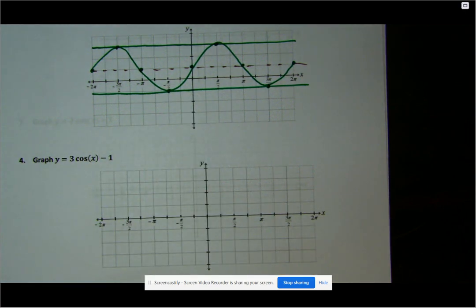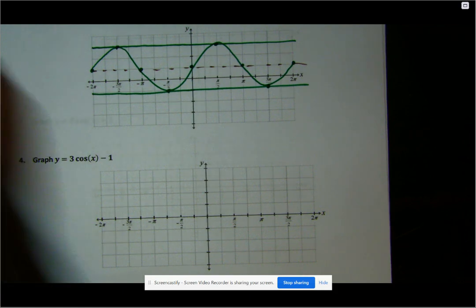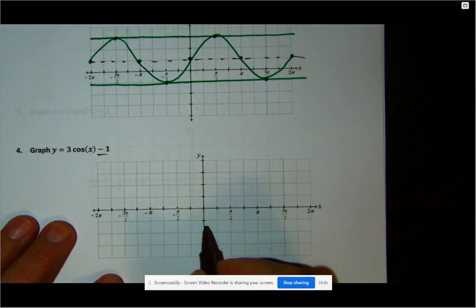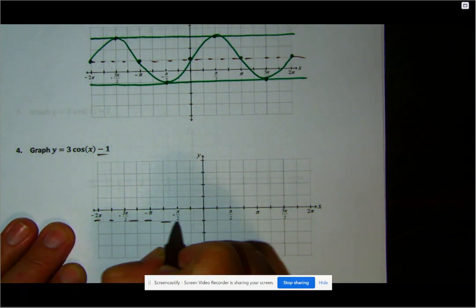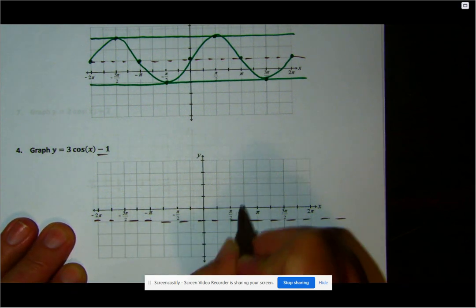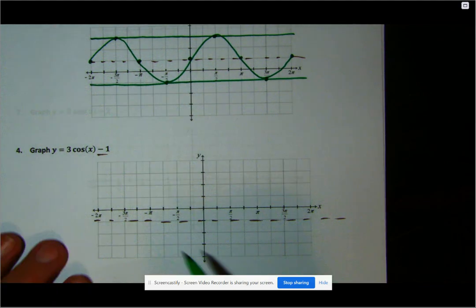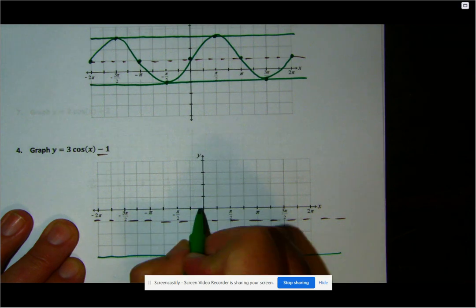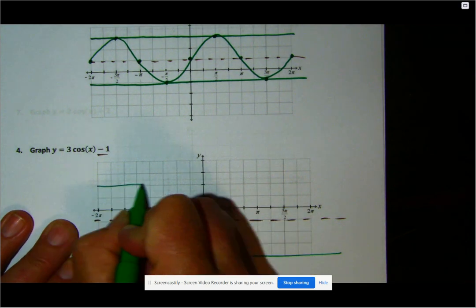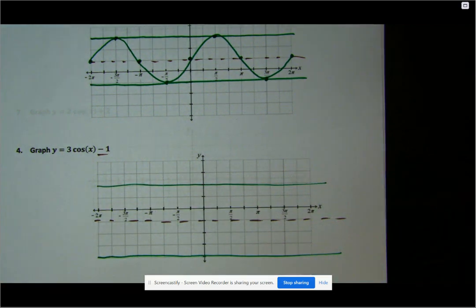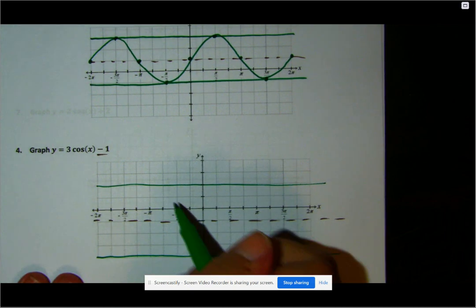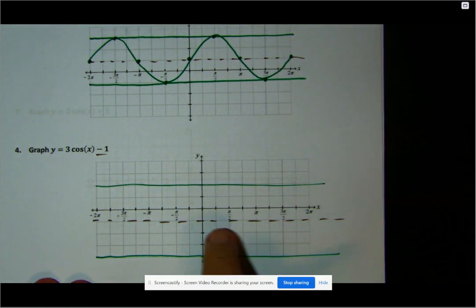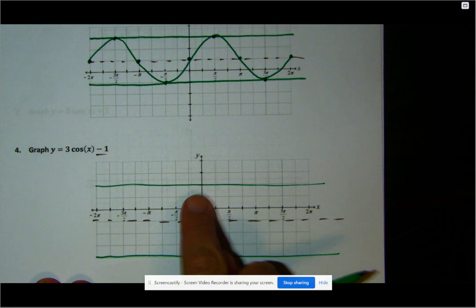Okay, next one, y equals 3 times the cosine of x minus 1. So the midline, negative 1. Shifted down 1, think of that as your new x-axis. Okay, amplitude of 3, 3 below, 3 above. Okay, so no shift left to right, no frequency change. So one full cycle to get from 0 to 2 pi.